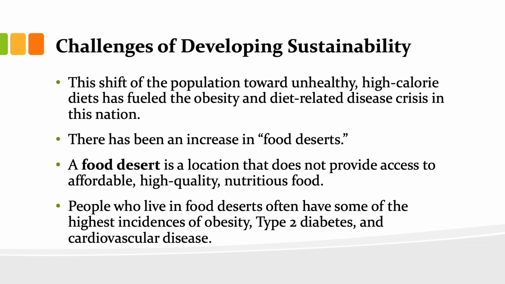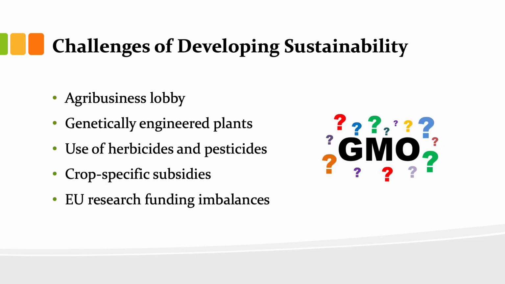There has been an increase in food deserts. A food desert is a location that doesn't provide access to affordable, high-quality, nutritious food. People who live in food deserts often have some of the highest incidences of obesity, type 2 diabetes, and heart disease. Some challenges of developing sustainability include agribusiness lobby, genetically engineered plants, the use of herbicides and pesticides, crop-specific subsidies, and EU research funding imbalances.